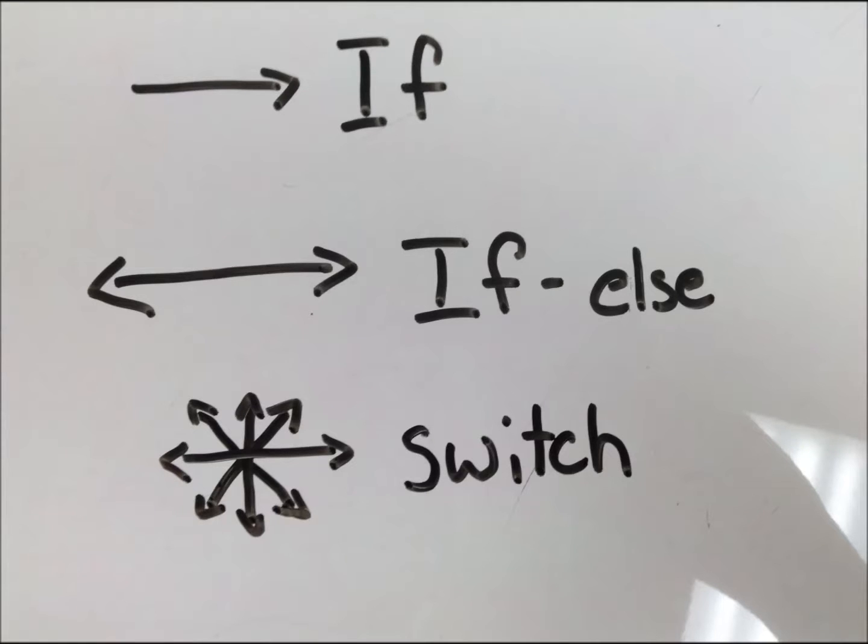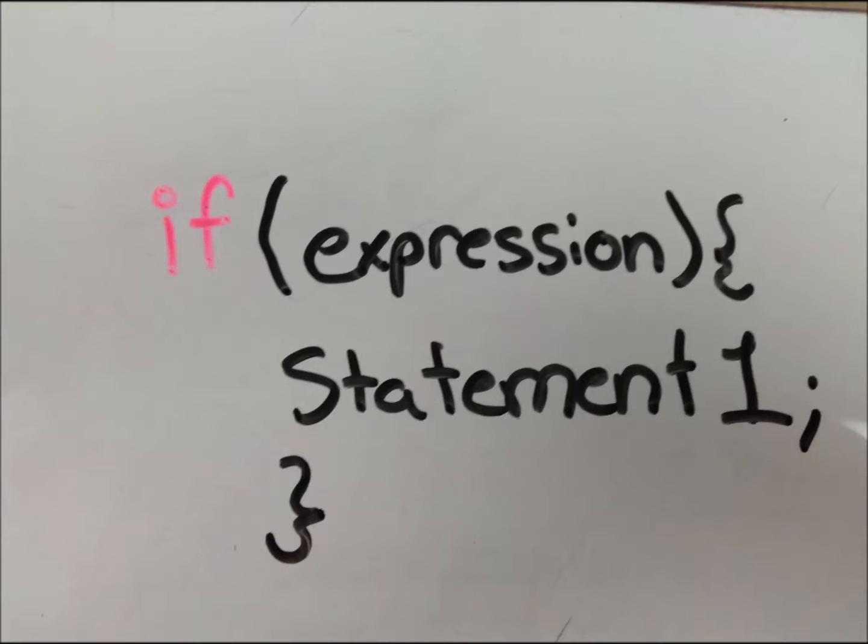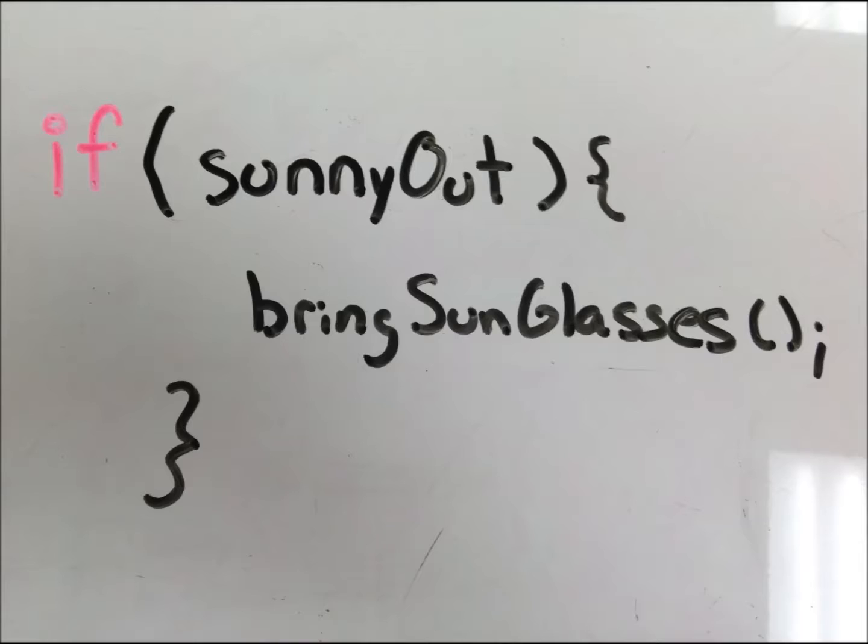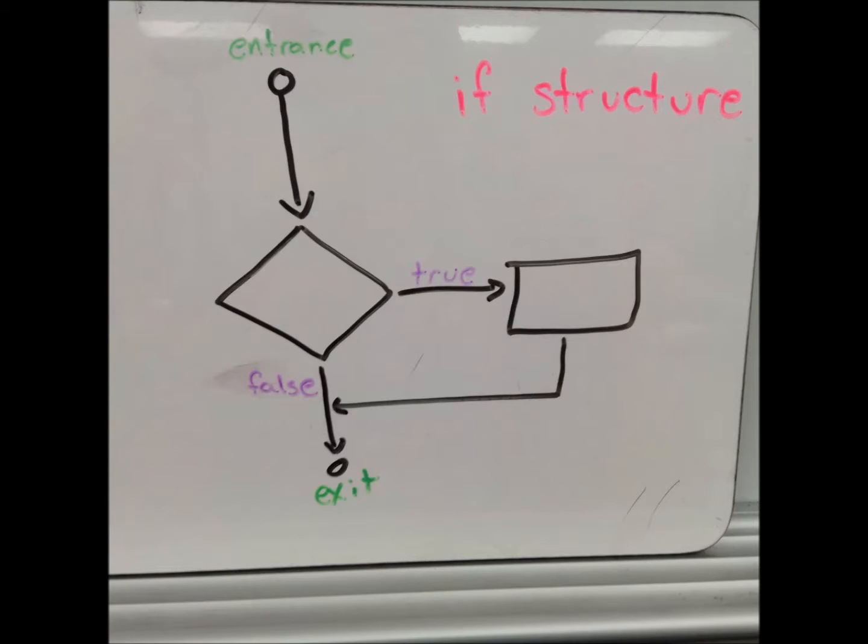The general syntax of an if statement looks like: if (expression) statement 1. So, if it's true that it's sunny out, then bring sunglasses is executed. If the expression is false, then nothing is executed and the program skips to the end of the curly braces. And here's a nifty diagram of it.